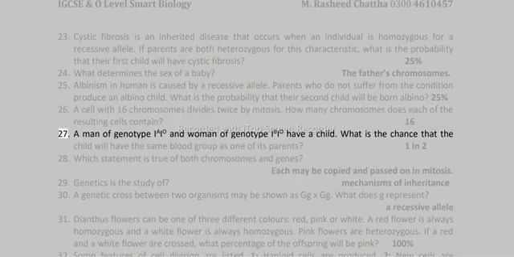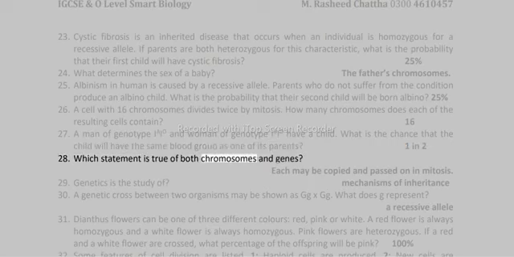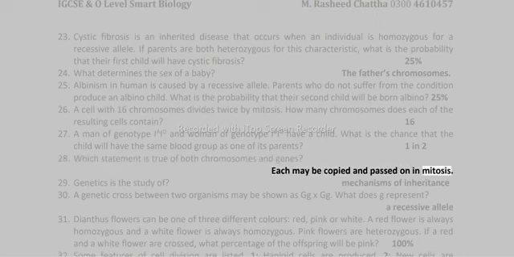16. 27. A man of genotype IAIO and a woman of genotype IBIO have a child. What is the chance that the child will have the same blood group as one of its parents? 1 in 2. 28. Which statement is true of both chromosomes and genes? Each may be copied and passed on in mitosis.